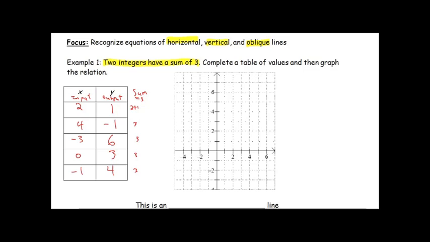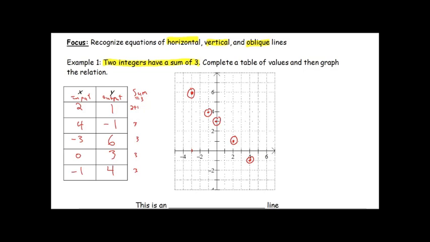Okay, so now we'll go and plot these points. So 2, 1. We have 4, negative 1. Negative 3, 6, so we go over to negative 3 and then up to 6. Then 0, 3, and negative 1, 4. And these points all form a straight line.